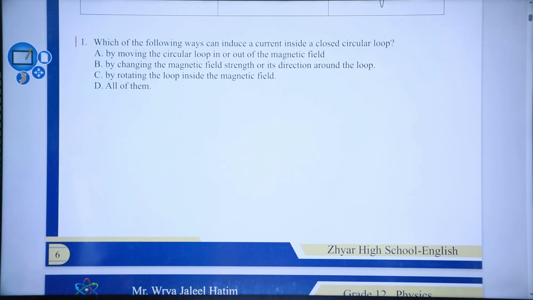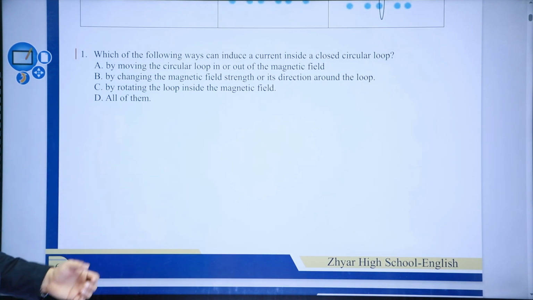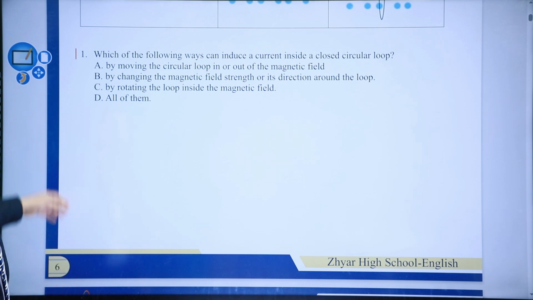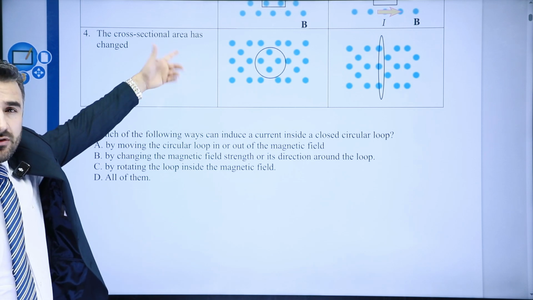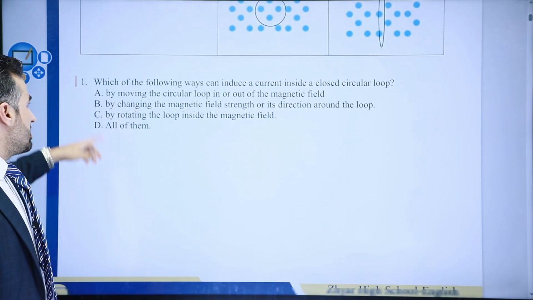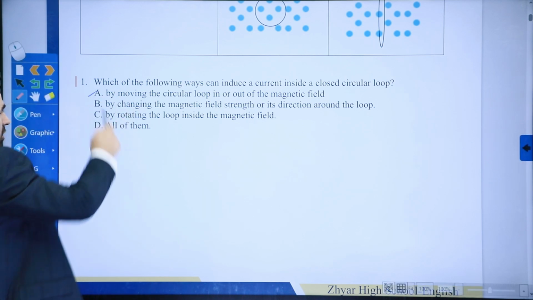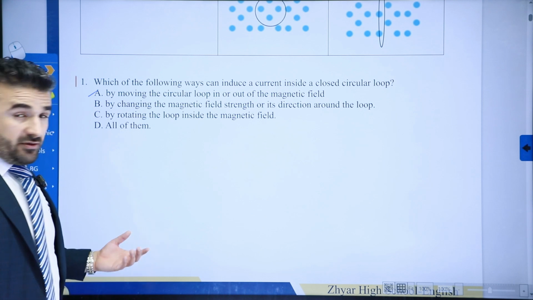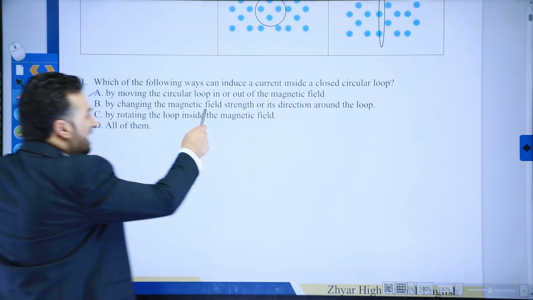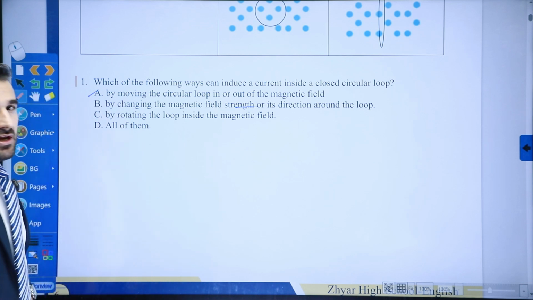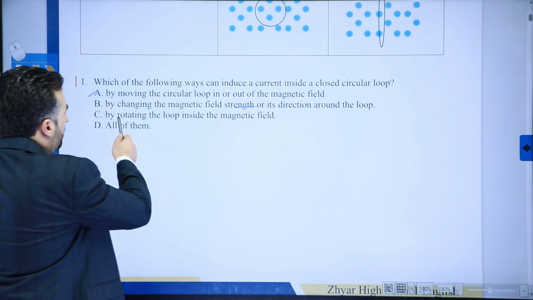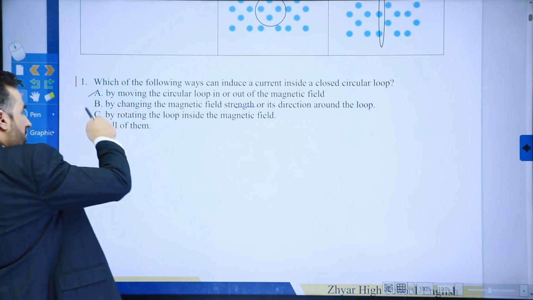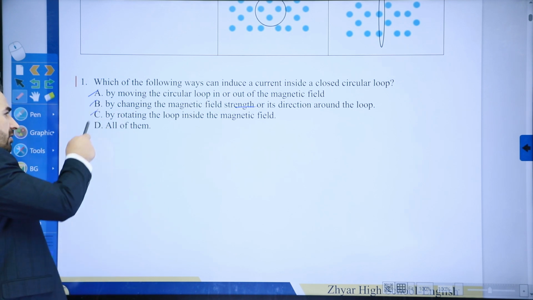Now we have a question that says, which of the following ways can induce a current inside a closed circular loop? By moving the circular loop into or out of the magnetic field? Isn't that the first option we've done, the first way we were talking about? Yes, it was. So we can do that, right? So this one is true. But let's check if there are any other options. It says by changing the magnetic field strength or its direction. That was the third way of inducing electromotive force. It says by rotating the loop inside a magnetic field. So these are also correct. So we can say all of them are correct.